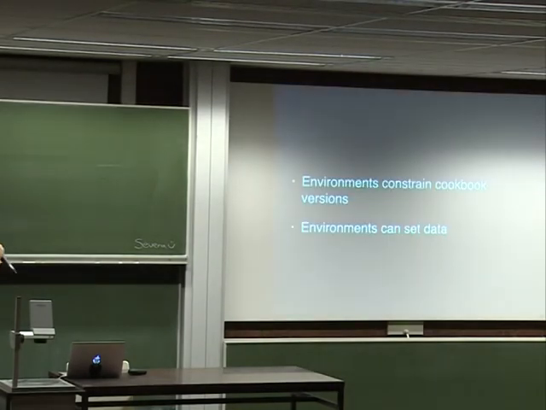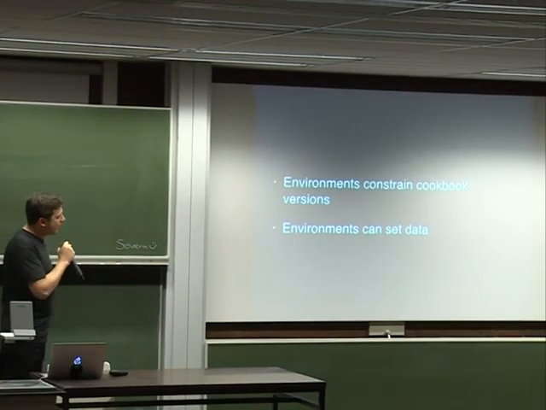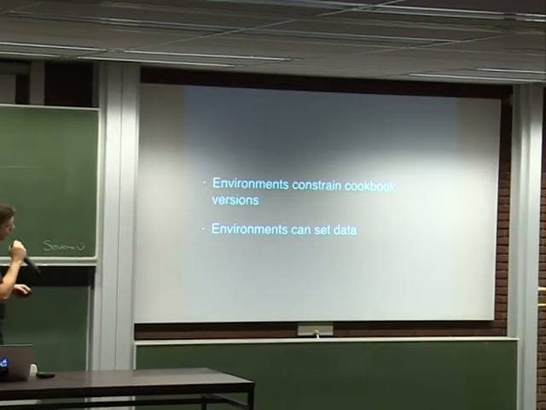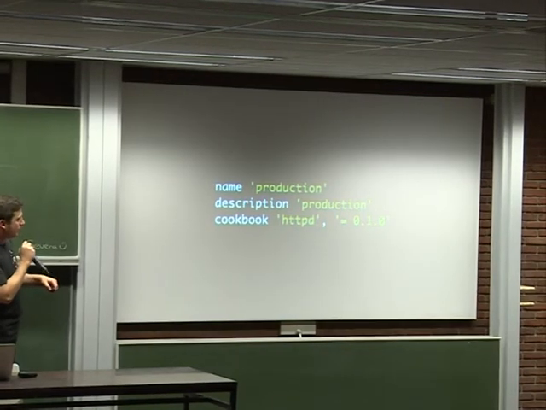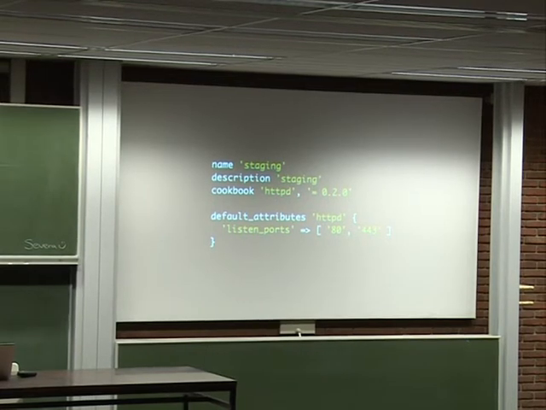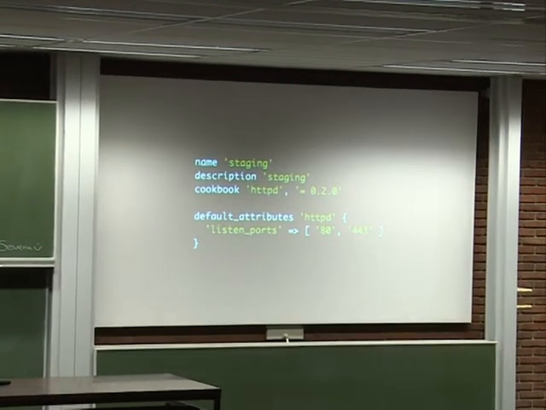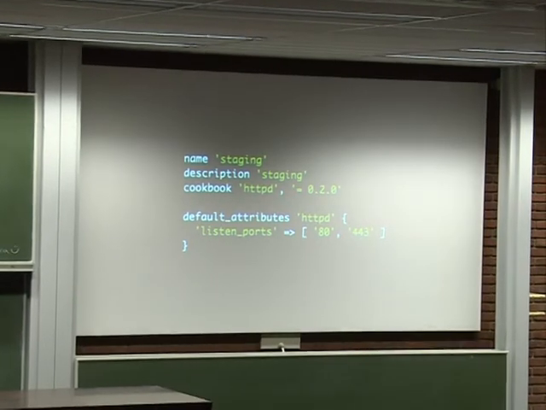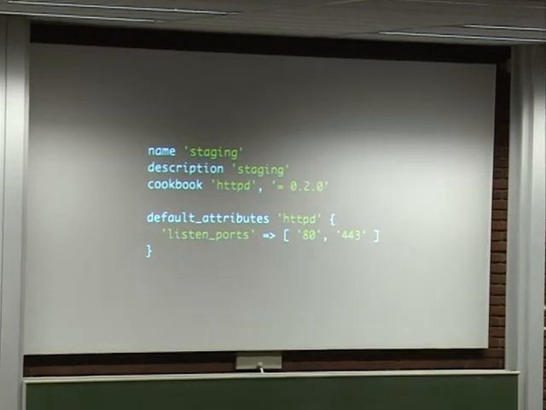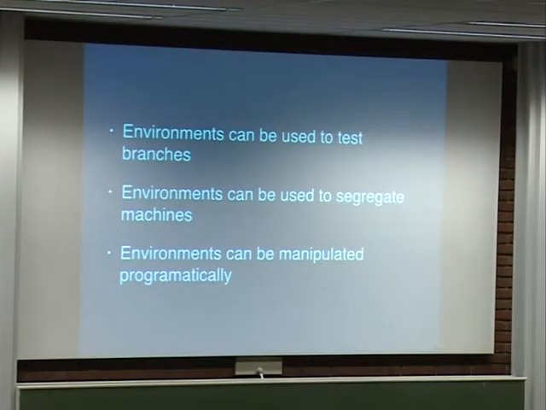Environments. I'm going to zip through this real quick because I only have a few minutes left. Environments constrain cookbook versions, and they allow you to actually set data. Zipping through, so here's an environment. Boom. I want the 1.0 version of the artifact, HTTP artifact. A staging environment, cool. I'm saying I can use the 2.0 version of that artifact. Right? So it gives me a way to actually test the code and install things on a server without blowing things up. Environments can be used to test branches, environments can be used to segregate machines, and environments can be manipulated programmatically. Another Chef thing.